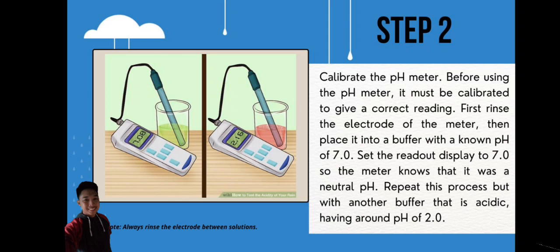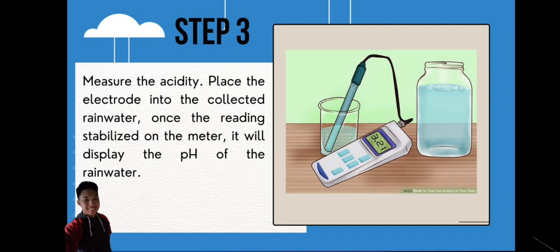Take note, always rinse the electrode between solutions. The rod attached to the pH meter is an electrode. We must first rinse it to clean it before dipping into each solution. Now for the last step. The third step is simple. Measure the acidity using the pH meter. Once the reading stabilizes on the meter, the pH level will be displayed and done.